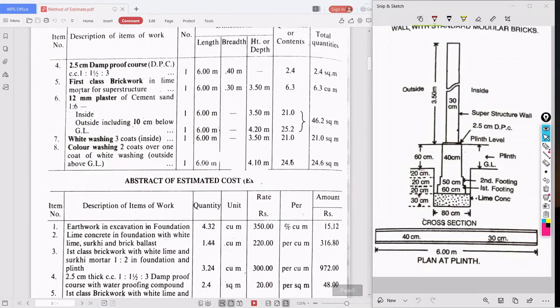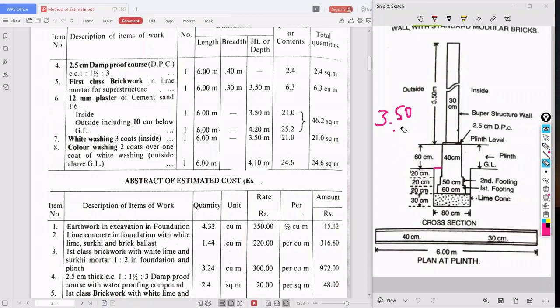So see here, 12 plaster of cement sand inside is 6 into 3.50, it is 21. Fine. Next, outside including 10 centimeter below, 6 meter is the length. What about height? Height is 3.50. This is inside, outside will be like this from till here. So 3.50 plus 0.6 plus 0.1.